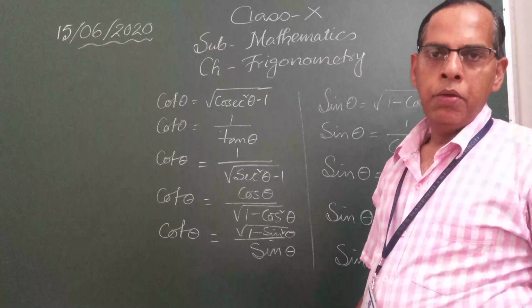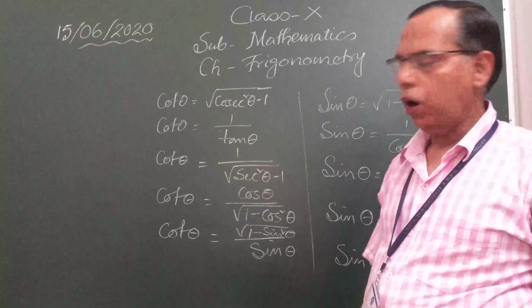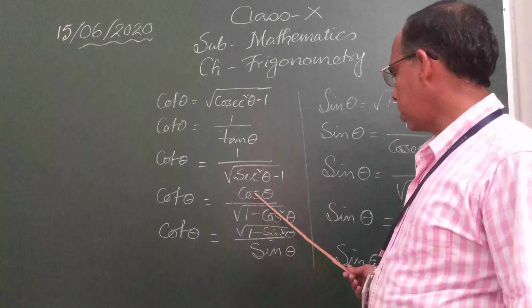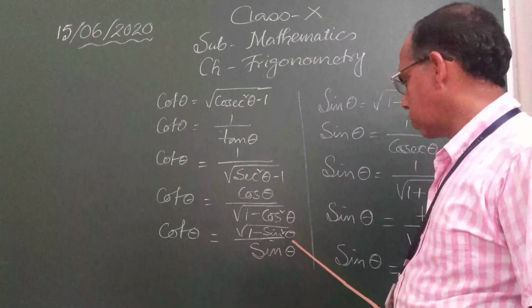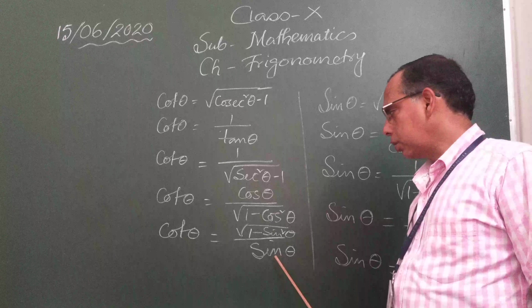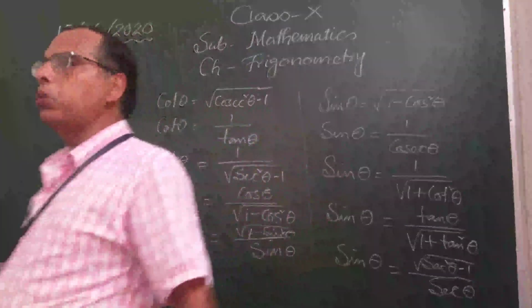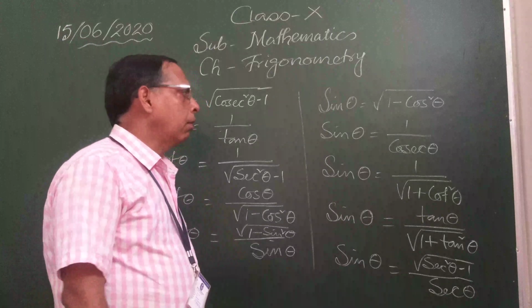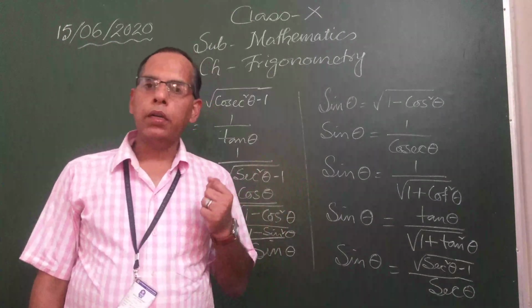Now, once again there is a formula that sin square theta plus cos square theta equal to 1. So cos theta in terms of sin theta, what is that? Root over 1 minus sin square theta, and root over 1 minus cos square theta in terms of sin theta is sin theta.